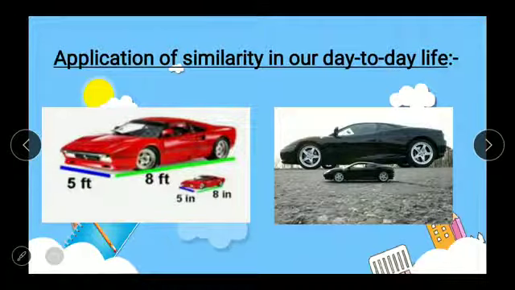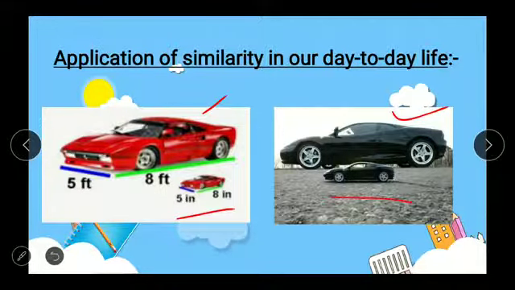Students, do you know why we are going to study about the similarity? This is all because of its application in our day-to-day life. In this picture, you can see these 2 cars with their small models. You can observe from this picture that the front of the car is 5 feet and the length is 8 feet. But in its model, it is 5 inch and 8 inch. So you can say that the size is reduced in the same proportion.